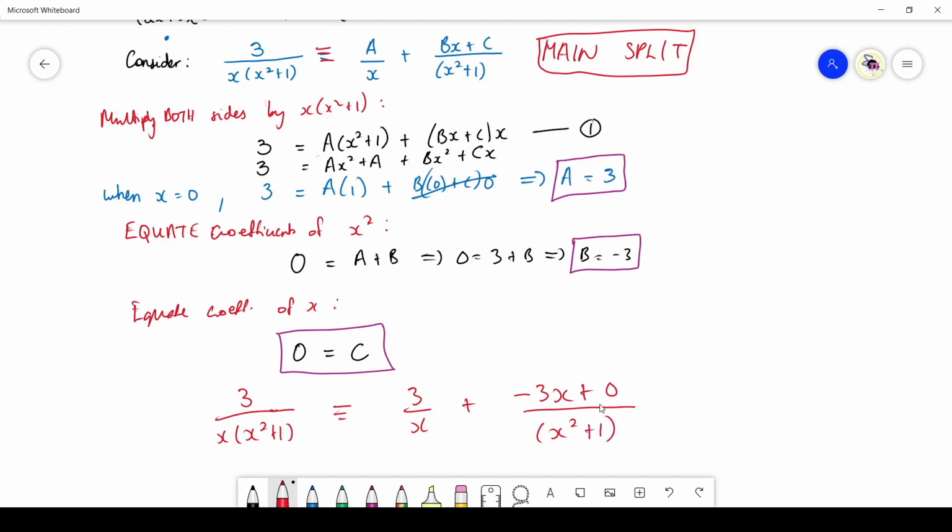And of course, we can clean up this numerator. 0 doesn't need to be there, so we can eliminate that plus, and we can change this sign to a minus, and we will get -3x. And that's it. That is essentially how you would split something that has quadratic factors present.